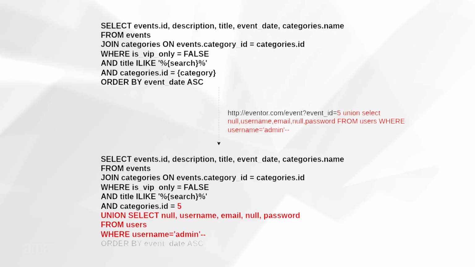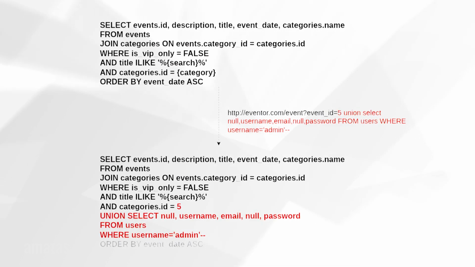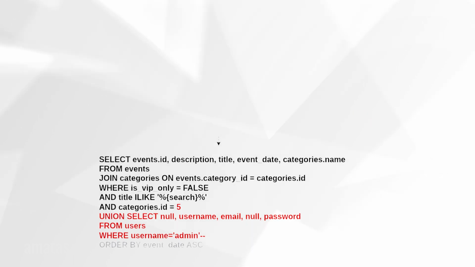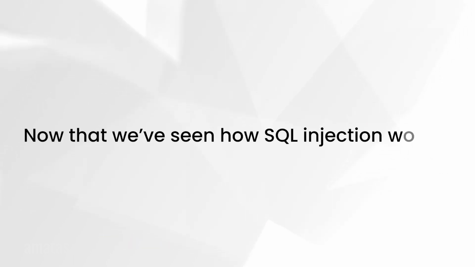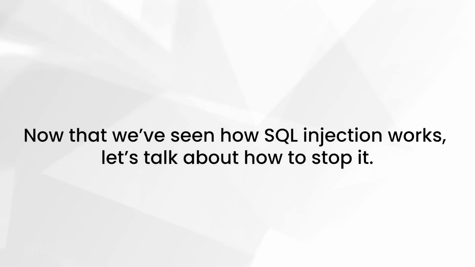Once again, we use the comment, the double dash, to comment out the rest of the original query and make sure that the query structure is not ruined. Now that we've seen how a SQL injection works, let's talk about how to stop it.